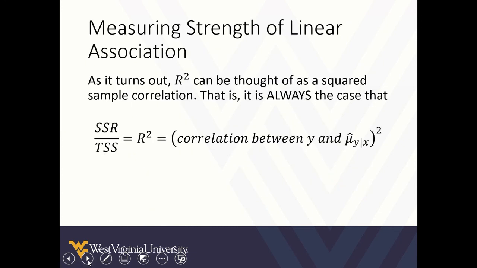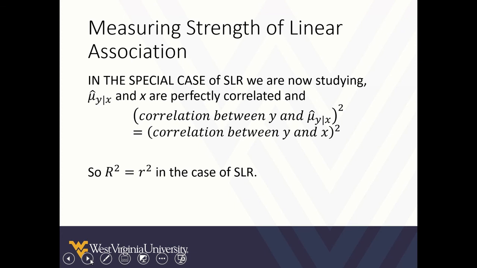And so, as it turns out, R squared can be thought of as a squared sample correlation. It is always the case that our coefficient of determination is equal to the correlation between y and mu hat of y given x, quantity squared. And in this very special case of simple linear regression, the correlation between y and mu hat of y given x, quantity squared, is actually equivalent to the correlation between y and x, quantity squared, meaning that capital R squared is actually equivalent to lowercase r squared.